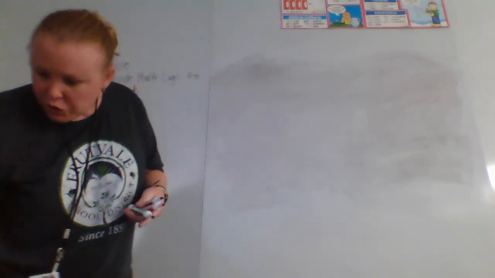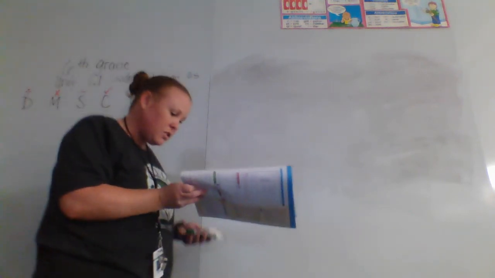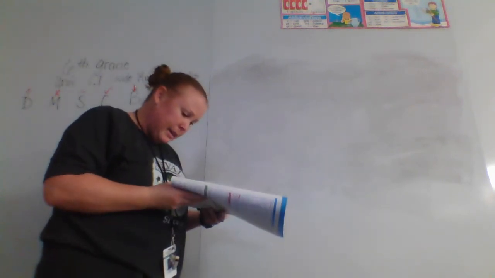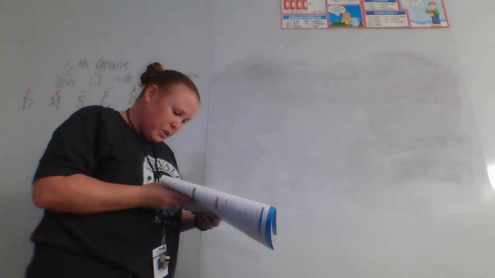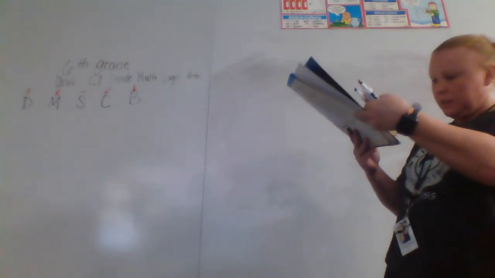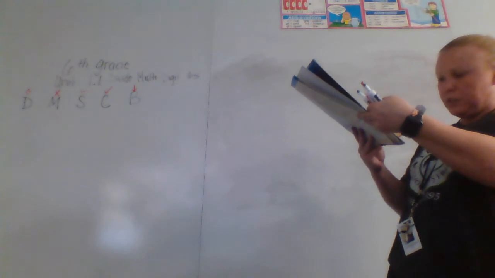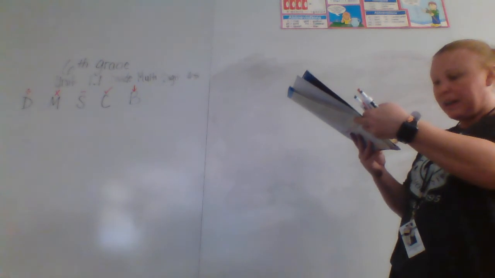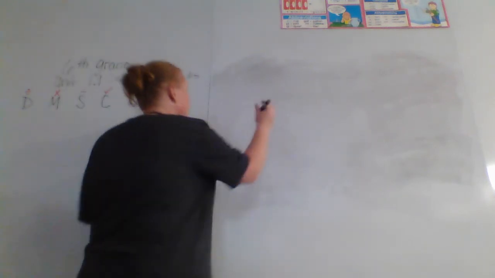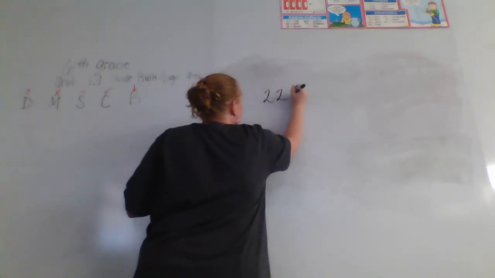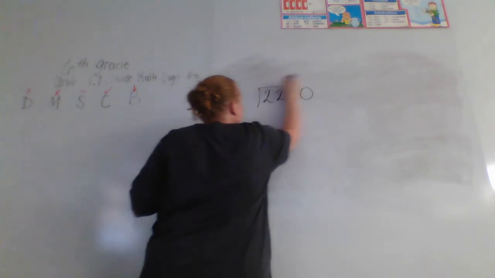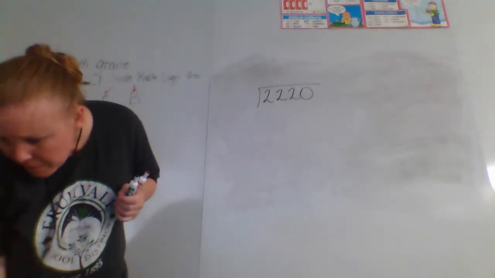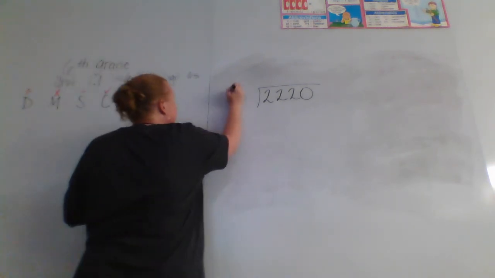Okay, so I want you guys to try that on number 12. Okay, and we're going to go down to the word problems. It says, a plane flew a total of 2,220 miles, and the average speed was 555 miles per hour. How many hours did the plane fly? So we need 2,220, and we're going to divide that by 555.